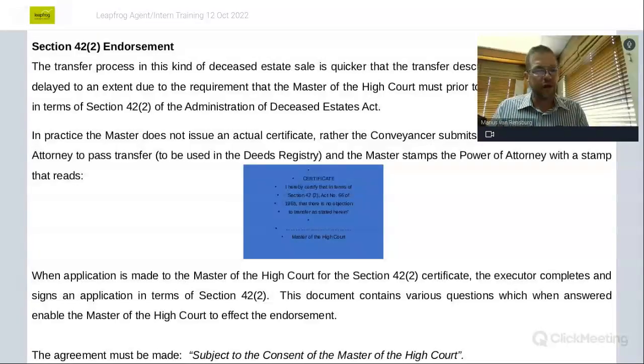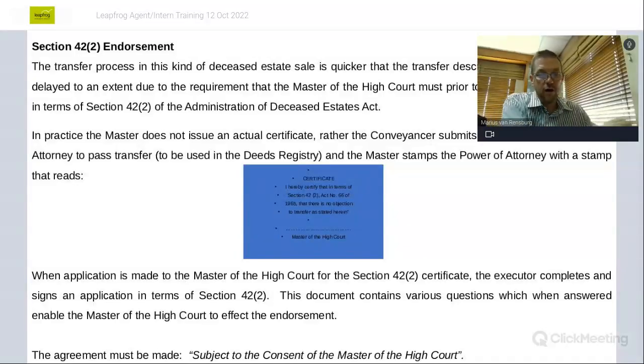So what happens here is I take my power of attorney and a whole bunch of supporting documentation and I deliver this to the master of the High Court. The master, and this little bit in blue here, the certificate: I hereby certify in terms of Section 42(2) that there's no objection to the transfer as stated herein, and it's signed by the master. That stamp goes on the back of the power of attorney, right? And we lodge that in the deeds office.